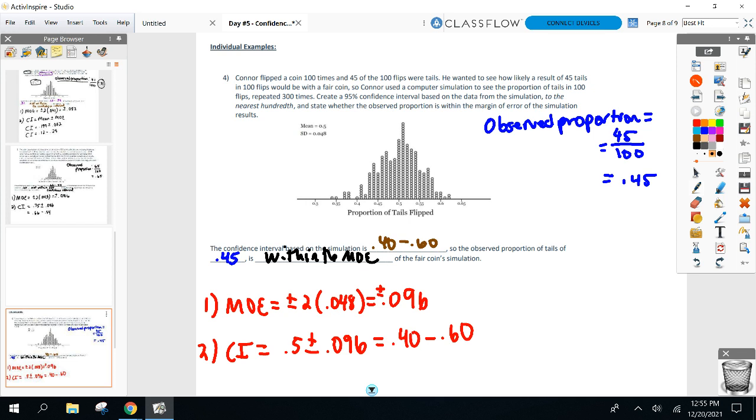So on that first one here, Connor probably had a fair coin. 45 is not out of the ordinary to get after we did 30,000 flips. I don't think 45 tails out of 100 is unusual at all. All good on that one. 0.4 to 0.6 was our confidence interval, to the nearest hundredth.